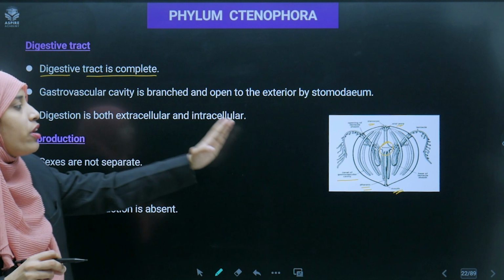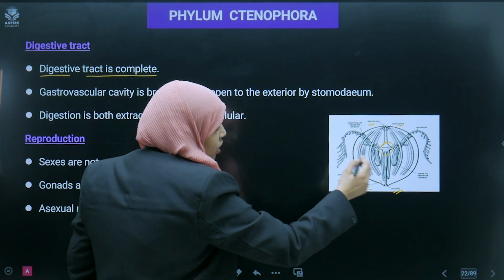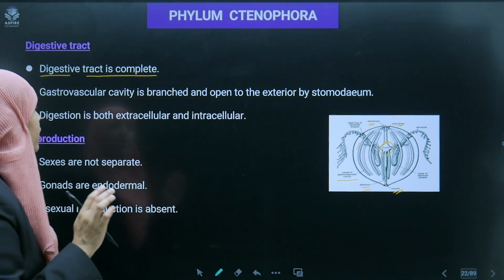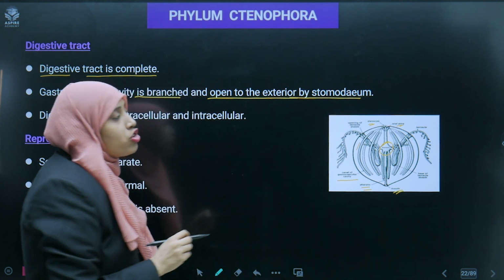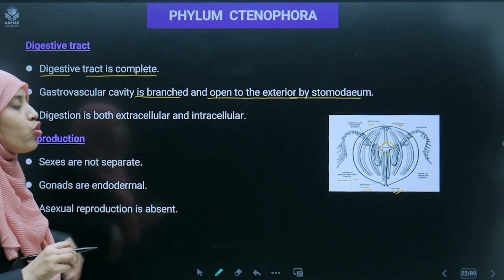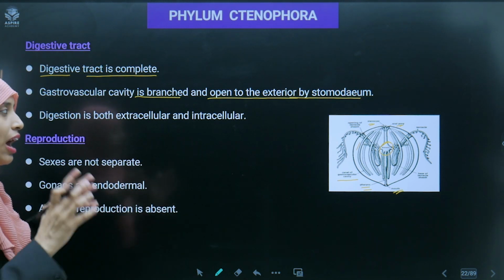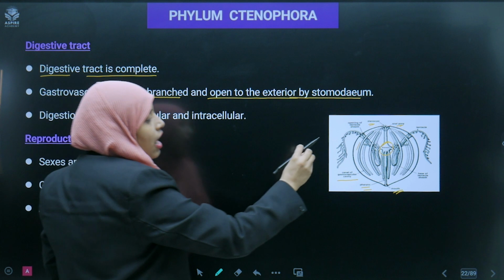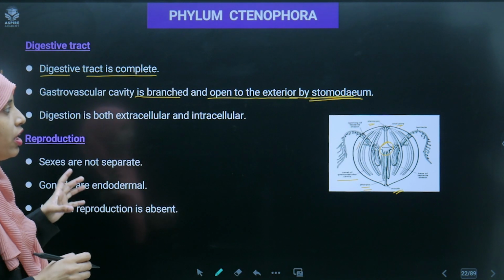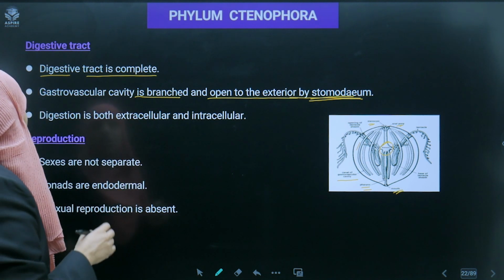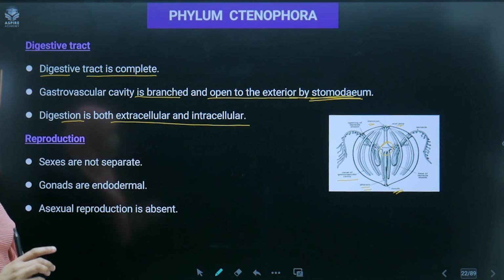Now, the gastrovascular cavity, the canals of the gastrovascular cavity, are branched and open to the exterior by stomodeum. So all these canals of the gastrovascular cavity are connected and open to the exterior. कहाँ open होता है? Stomodeum में. ठीक है? Now, digestion is both extracellular and intracellular.